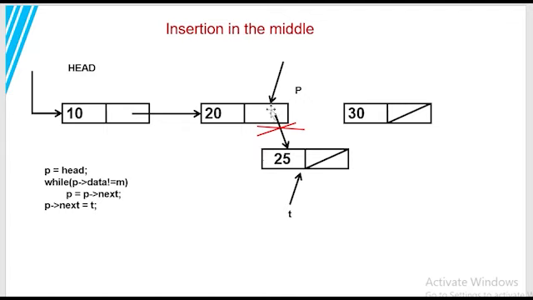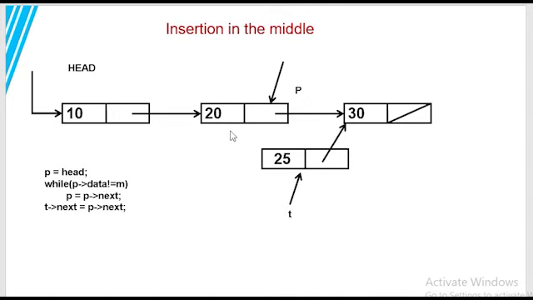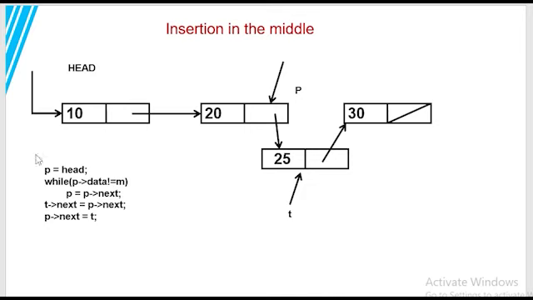So before connecting this and this, you want to mention P of next is given to T of next, and then this is connected to T. That is what we finally have mentioned. P of next is connected to T of next. This T is allocated to the P of next. This is insertion at the middle.